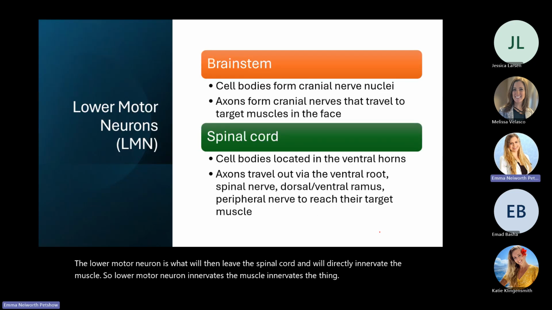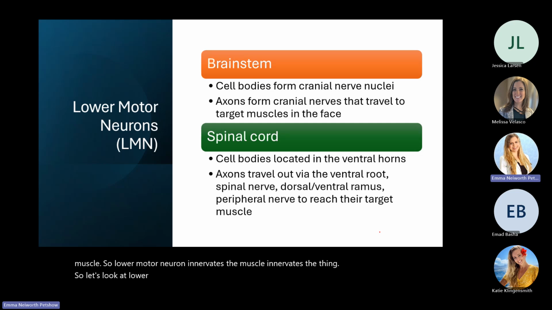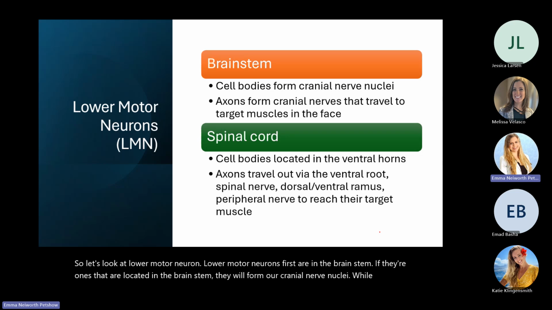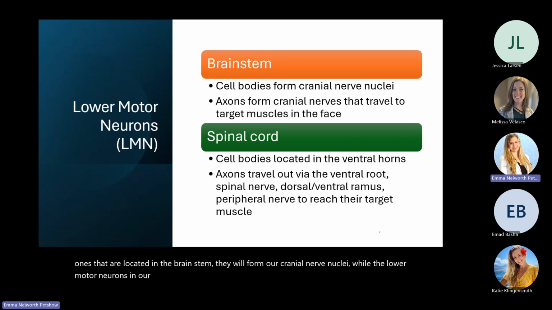So let's look at lower motor neurons. Lower motor neurons first are in the brainstem. If they're located in the brainstem, they will form our cranial nerve nuclei. While the lower motor neurons in our spinal cord reside in the ventral horn, they'll exit via the ventral root, and they'll then innervate our skeletal muscles.